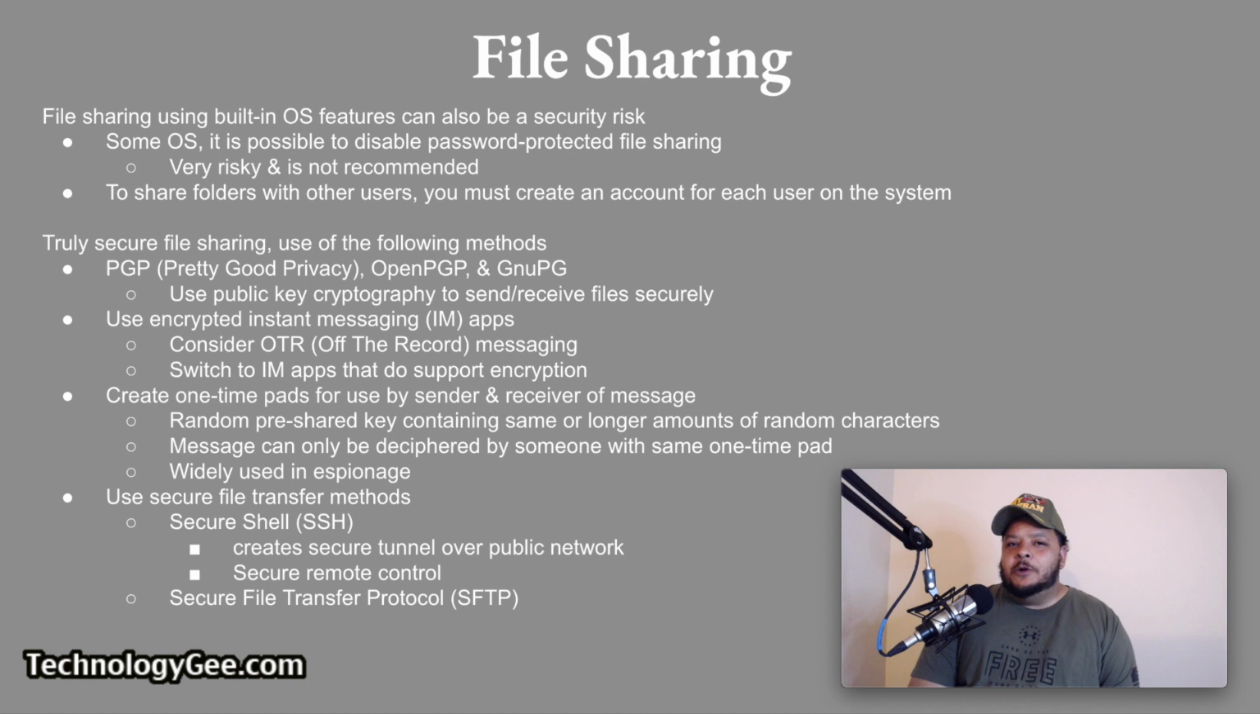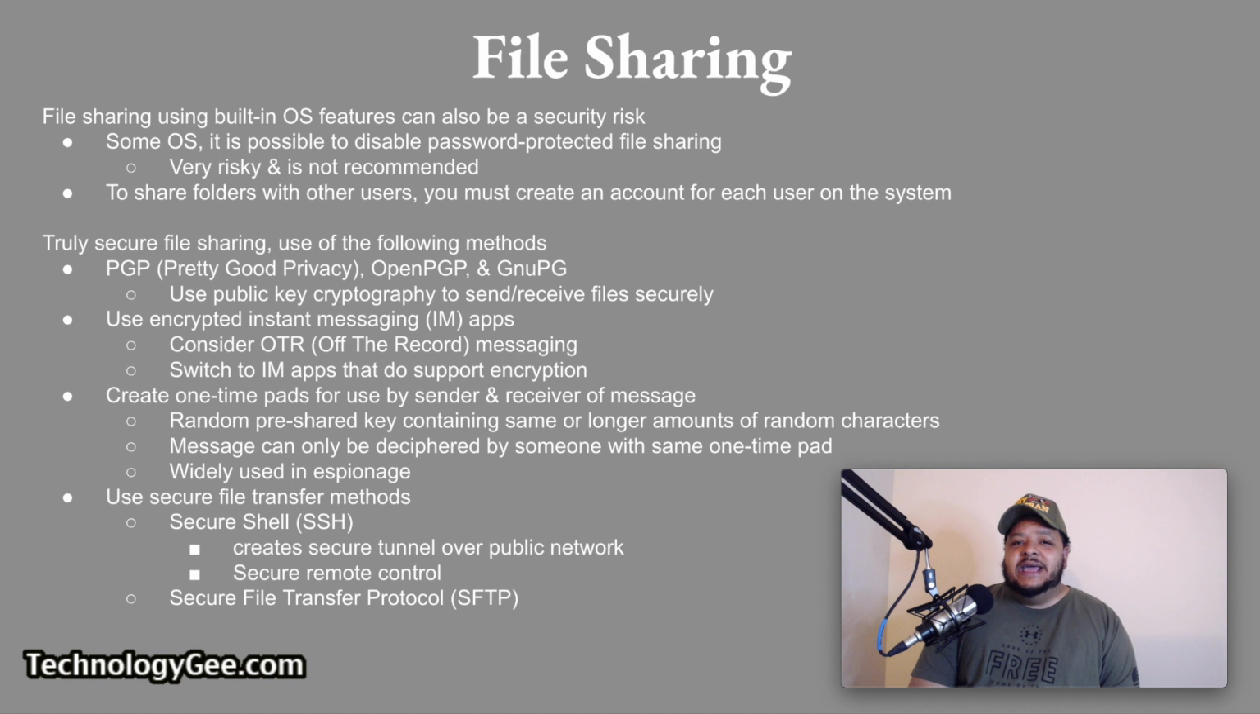PGP, or Pretty Good Privacy, OpenPGP or GnuPG, use public key cryptography to send and receive files securely. You can use encrypted instant messaging apps. If your current IM apps or instant messaging apps do not support encryption, consider using OTR, or off-the-record messaging, which can be added to some existing instant messaging apps, or switch to an instant message app that does support encryption.